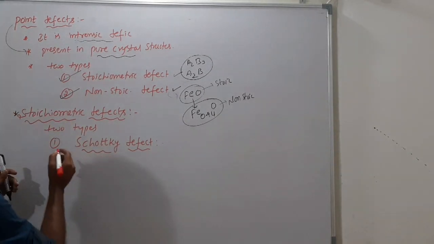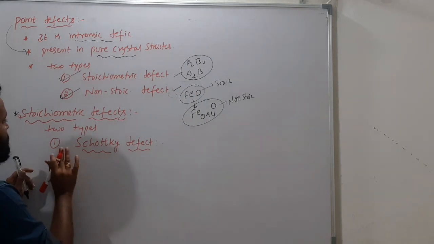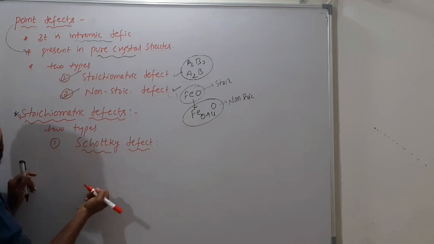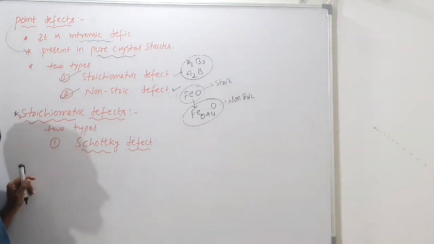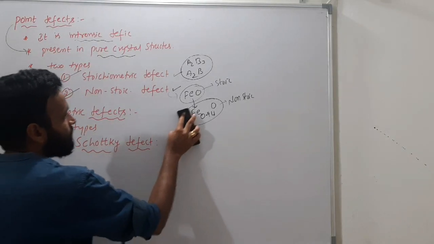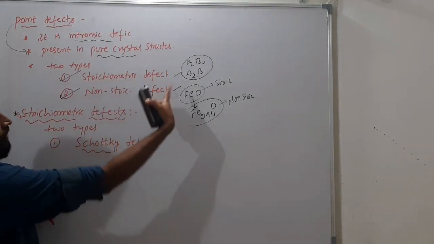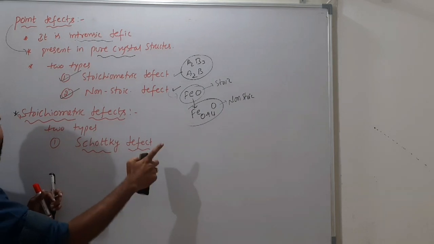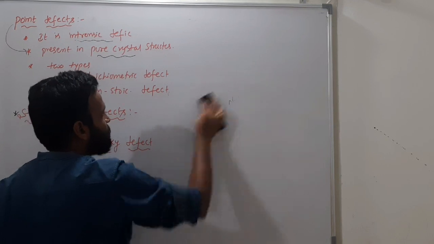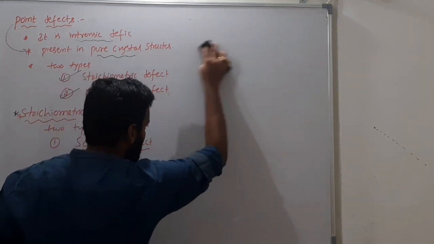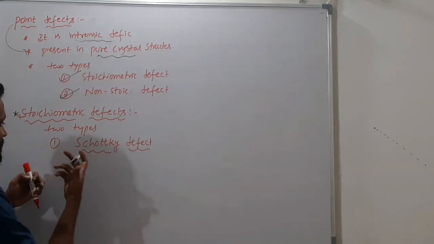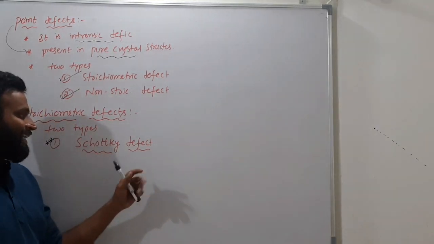These stoichiometric defects are of two types. One is the Schottky defect, and another one is the Frenkel defect. So now our duty is done. You have to write down this stoichiometric and non-stoichiometric. Just write it down, and now I'll continue the class with this particular stoichiometric defect. Now, the Schottky defect.